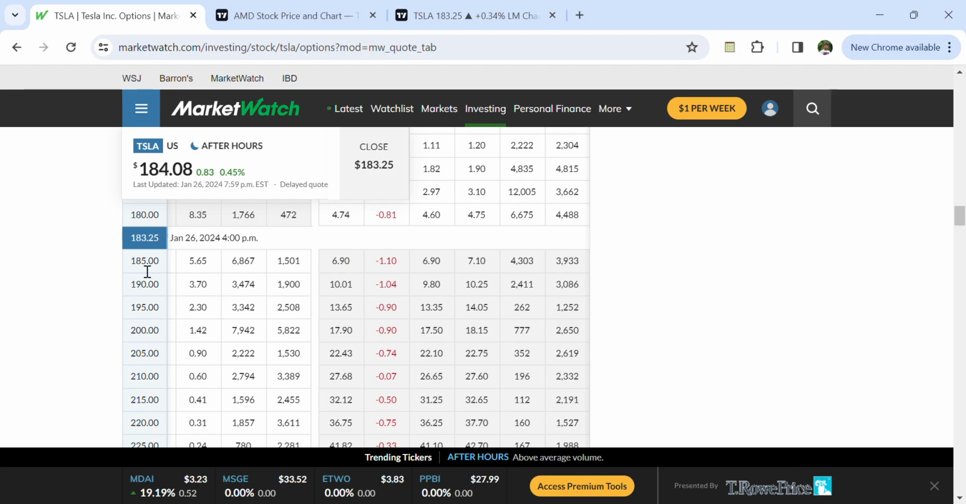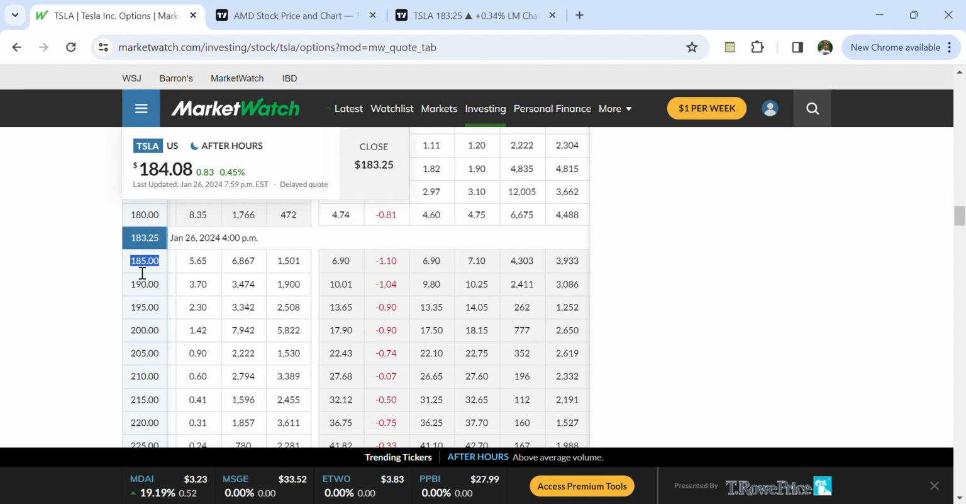And so once again, don't get confused. Tesla 185 put is currently in the money. It is in the money because Tesla is currently trading at 183. Don't get confused that I am saying out of the money. It will become out of the money if Tesla rises to 190. If Tesla rises to 190, the 185 put will become out of the money. Currently, the 185 put is in the money because Tesla is trading at 183.